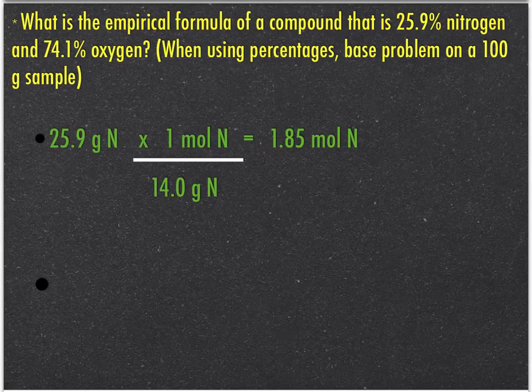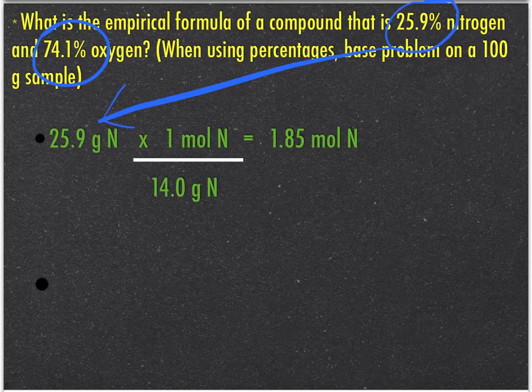Here's a problem, and this is kind of how empirical formula problems are written. They're written by percentages, and we always treat the percentages as grams. So you can see 25.9% nitrogen, we treat as 25.9 grams of nitrogen. We want to convert that into moles because that ratio or relationship in an empirical formula is a mole relationship. We divide it by 14 because that's the mass of nitrogen, and that gives you 1.85 moles.